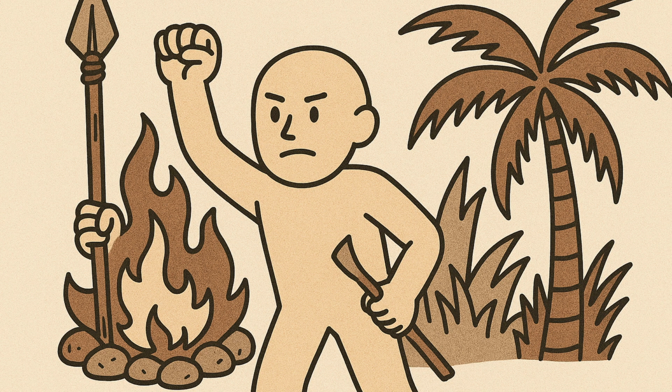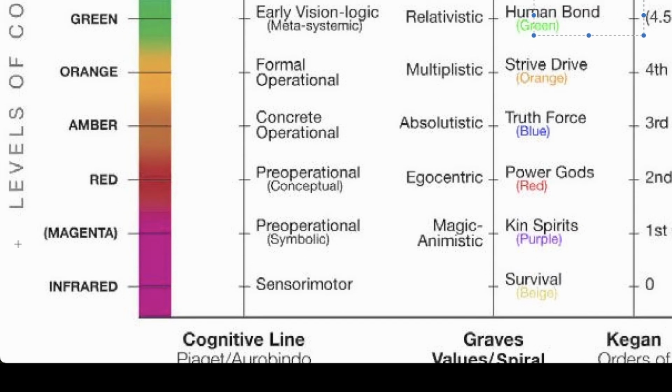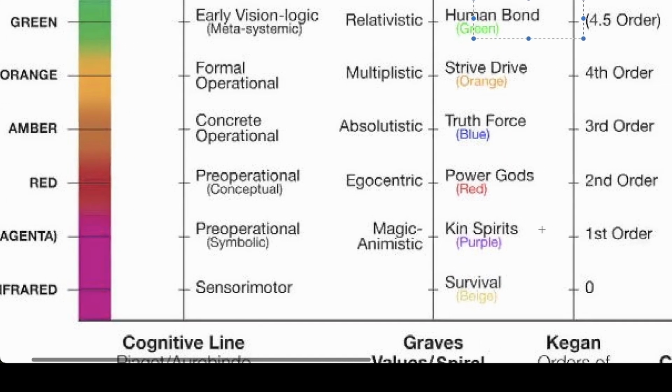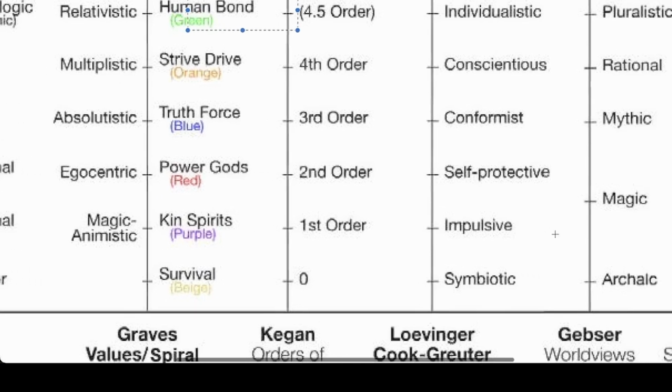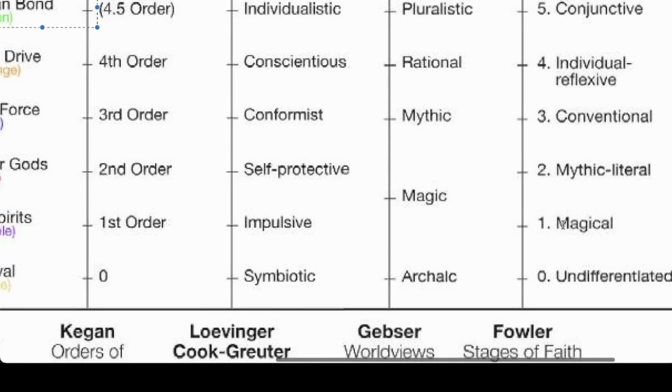The next stage we call magenta, and it is also a very pre-personal stage. Often the perspectives that come from the stage are not noticed on the surface by most people. And the stages, it's called pre-operational, magic, animistic, kin spirits, first order, impulsive, magical.